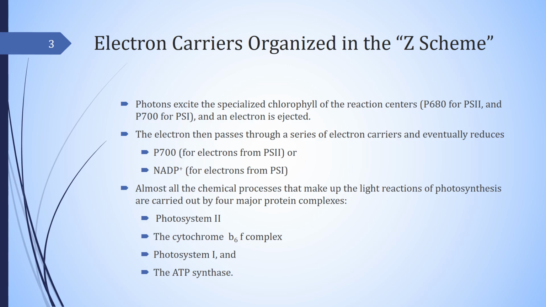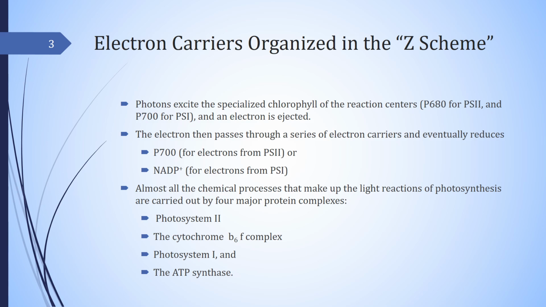Electron carriers organized in the Z-scheme. Photons excite the specialized chlorophyll of the reaction center, P680 for PS2 and P700 for PS1, and an electron is ejected. The electron then passes through a series of electron carriers and eventually reduces P700 for electrons from PS2, or NADP for electrons from PS1. Much of the following discussion describes the journey of these electrons and the nature of their carriers.